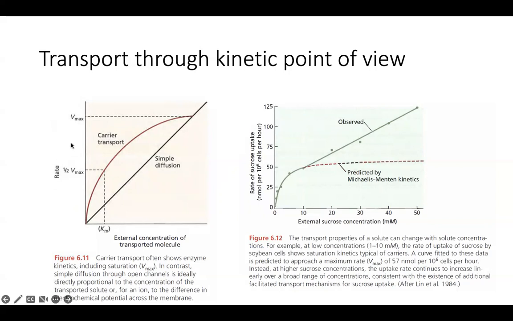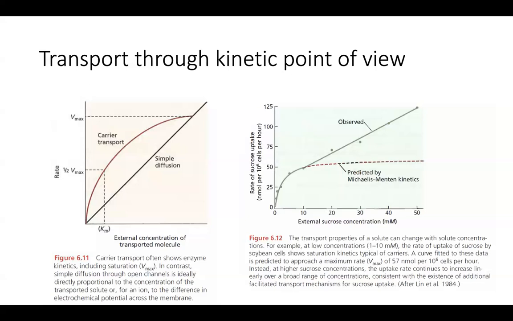If we have a simple diffusion, then as the external concentration of the transported molecule increases, you will have a steady increase of this element in the cell. In the first case we have a channel. If we have a channel, there is a passive diffusion, and then as the element concentration increases, there will be a steady increase in the diffusion.